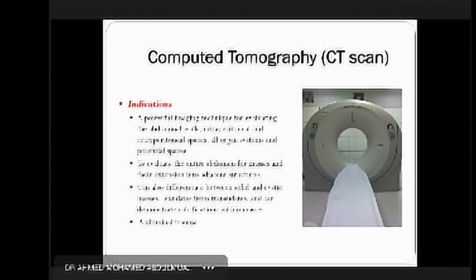So the indication: it is a powerful imaging technique for evaluating the abdominal wall, intraperitoneal and retroperitoneal spaces, and all organ systems and potential spaces. So it is the best to evaluate the masses within the abdomen. If you have any solid organ abdominal masses, with a liver mass, kidney mass, pancreas mass, anything, any mass from the abdominal organs or pelvis, CT is the best.